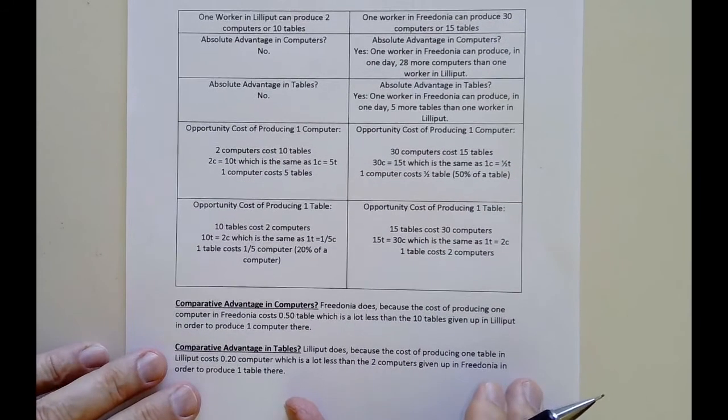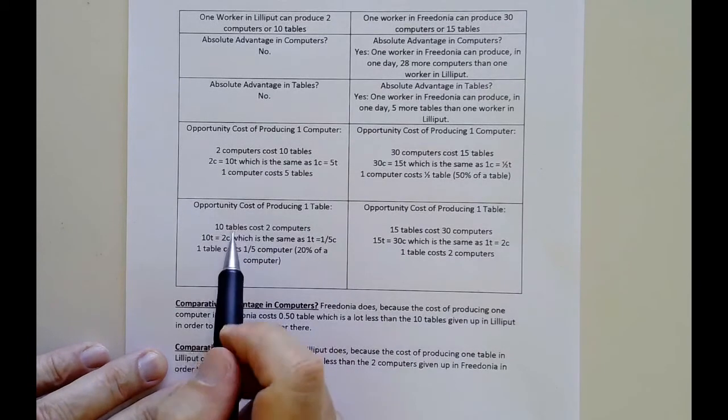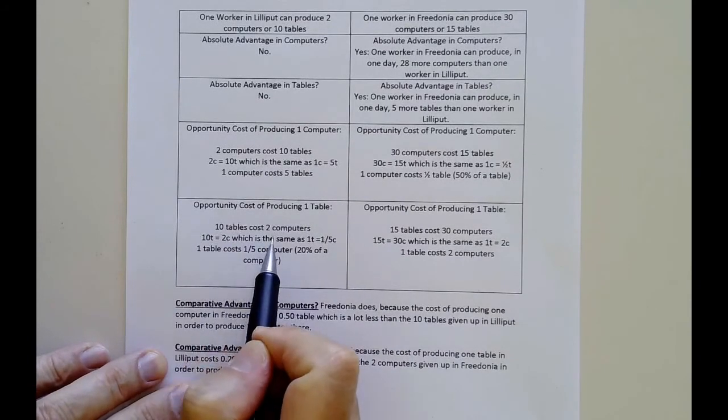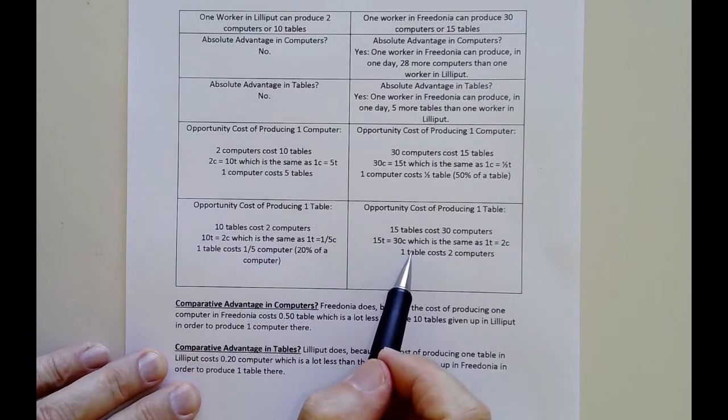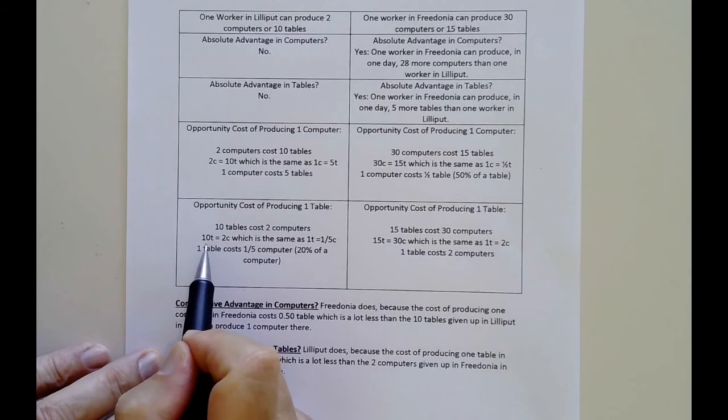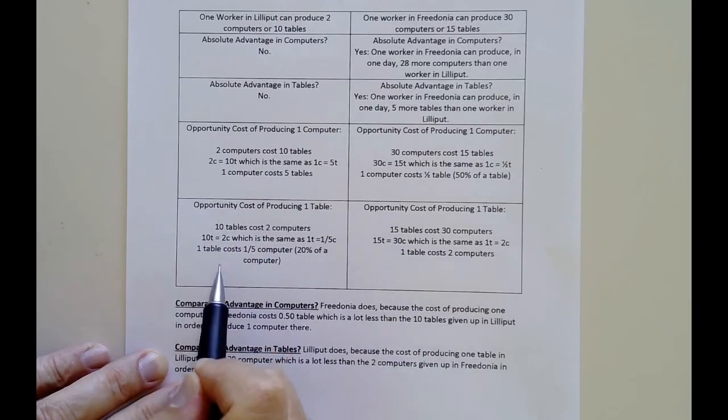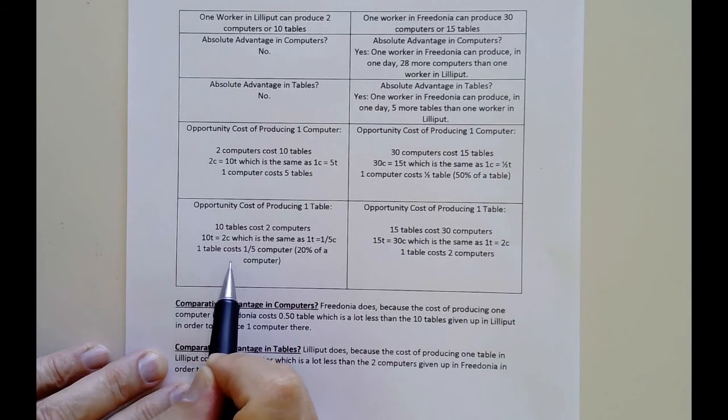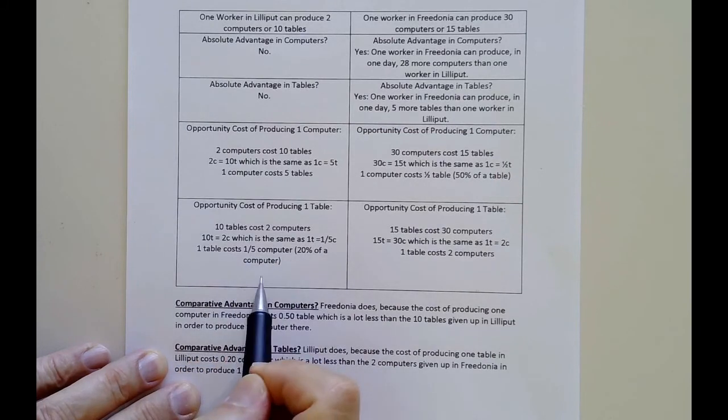Do the same thing for tables. We know the cost of 10 tables was 2 computers. We want to get down to 1 so we can compare with Fredonia. So I divide 10 by 10 to get my 1 table. I divide 2 by the same 10 I get 1/5. So 1 table in Lilliput costs 1/5 or 20% of a computer.